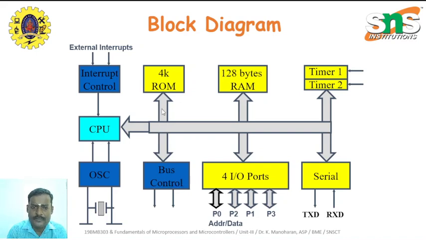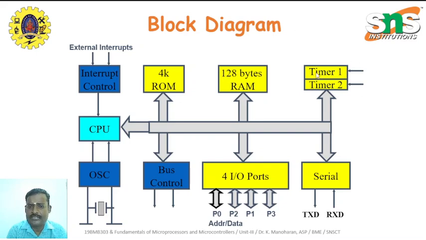Look at the memory spaces. A 4 kilobyte on-chip ROM and 128 bytes of on-chip RAM are available. It consists of 4 I/O ports, that is port 0, port 1, port 2, and port 3, and each port has 8 I/O pins. So 4 into 8, that is 32 I/O lines, are available.